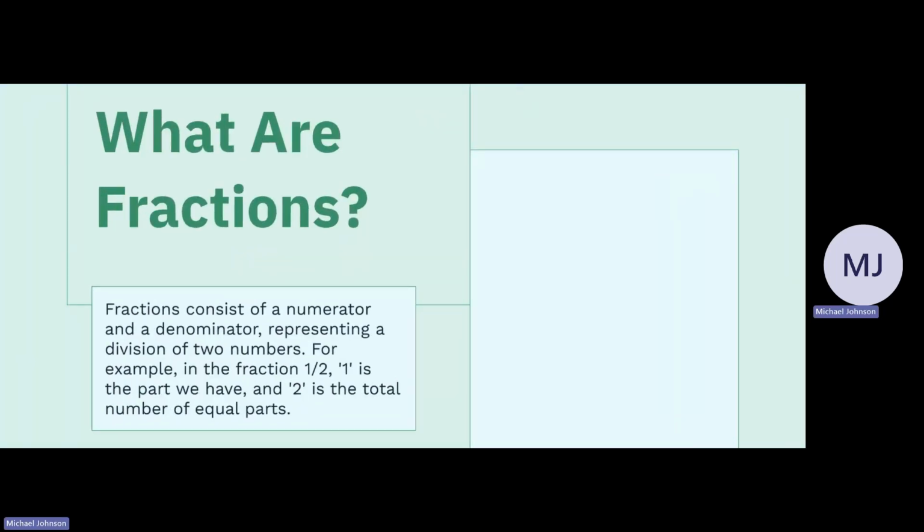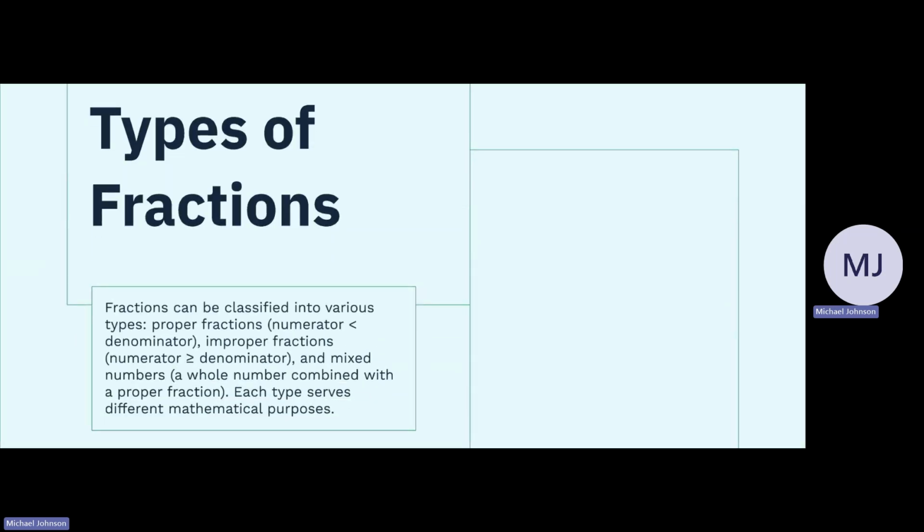What are fractions? Fractions consist of a numerator and a denominator representing a division of two numbers. For example, in the fraction 1/2, 1 is the part we have, and 2 is the total number of equal parts. Types of fractions. Fractions can be classified into different types.